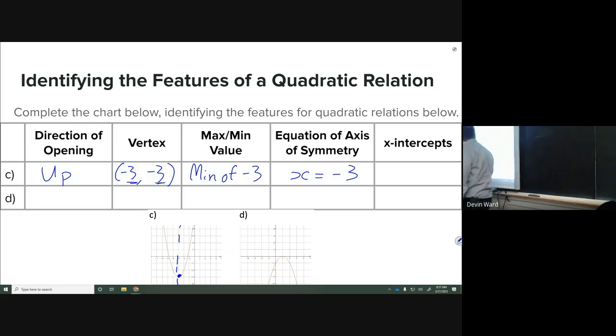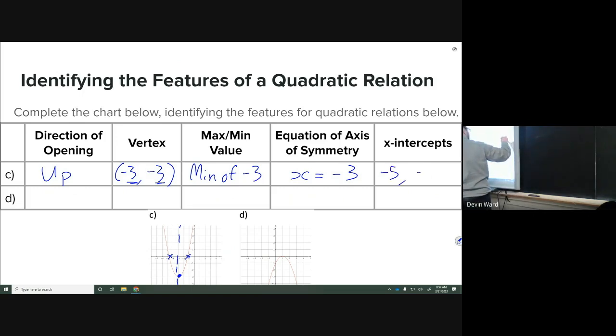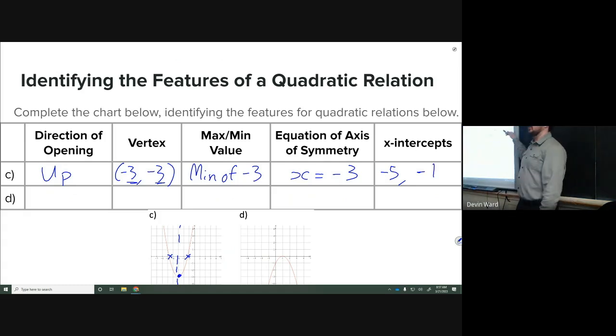Okay. X-intercepts, we have 2 of them. So don't just write that there's 2. I want you to write what they are. This one isn't perfect because I should have it moved down one more. But just write the numbers that are closest to it. -5 and say -1 for the 2 numbers that are closest. So if you do that, that's fine. If you do like 4.5 and 1.5, that's fine too.